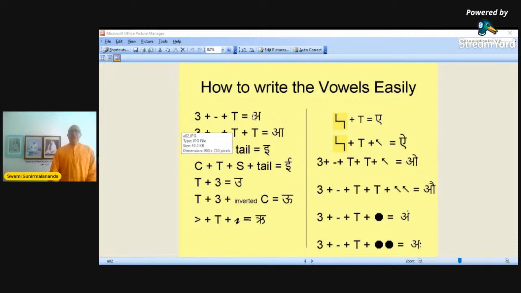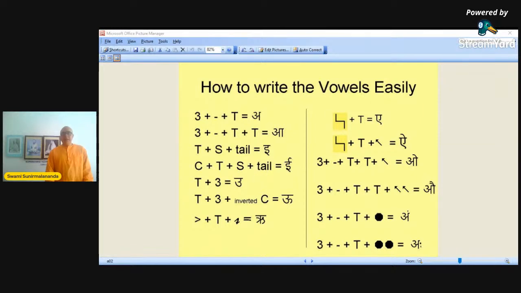In order to write A, you just write the number 3, add a hyphen and T, it becomes A. Again write 3, add a hyphen and 2 T's, it becomes A. Now write T and below that write the letter S and add a small tail to it, it becomes E. Now there is the C. Below that there is T, then S below that, and a tail, it becomes E.